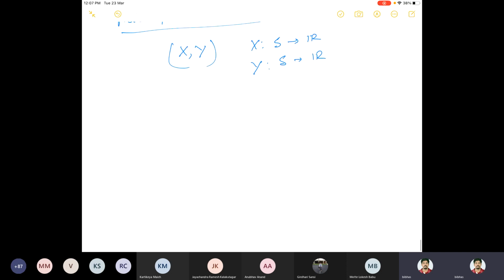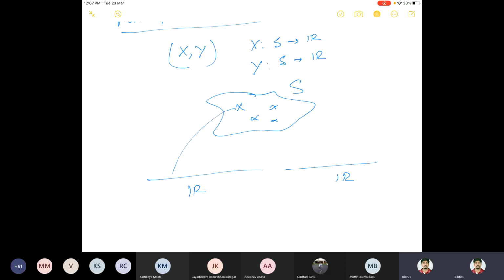So here we had the picture. This is, let's say, our S, these are sample points. And then this is R, the same R, but let us consider two copies of this. And then this is a way to define this real number. So this is X, and similarly, this is Y.